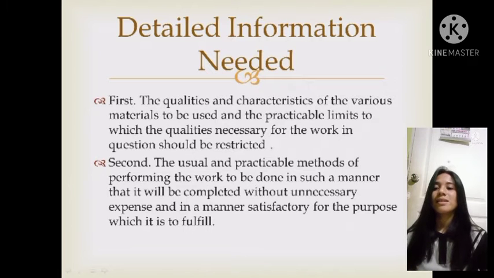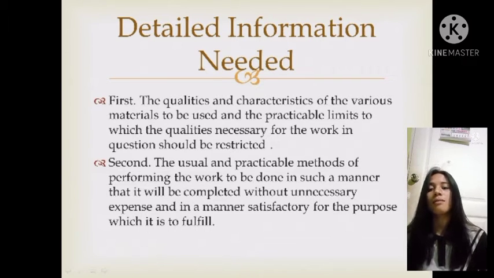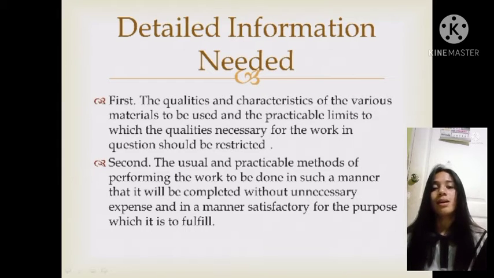So the next one is the detailed information needed. In the preparation of technical specifications, it is very important that an engineer should possess a comprehensive and detailed knowledge of five requirements that need to be considered. First, the qualities and characteristics of the various materials to be used, and the practicable limits within which the qualities necessary for the work in question should be restricted.